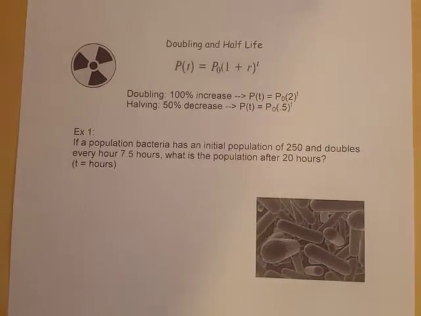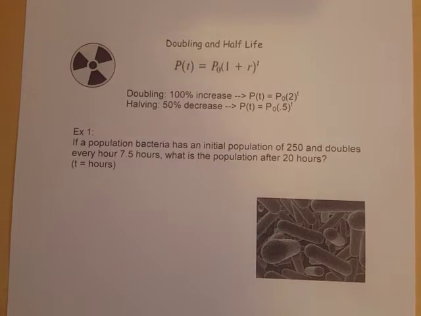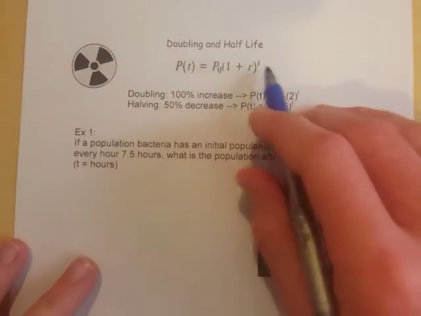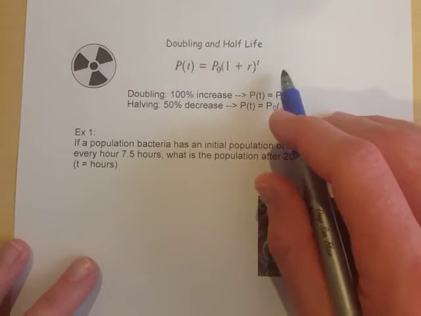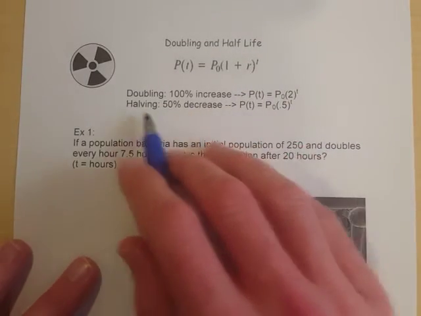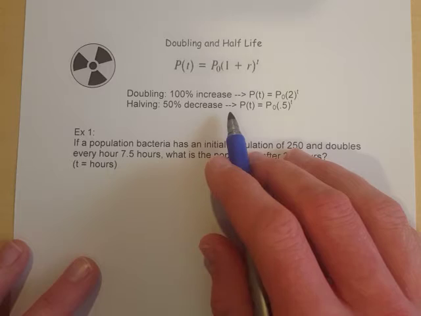Next up in 3.2 day 1 is doubling and half-life. So this is going to be the first of two examples. This one is going to use the same population model that we had before, but just thinking about what happens when we double something, what happens when we cut something in half.